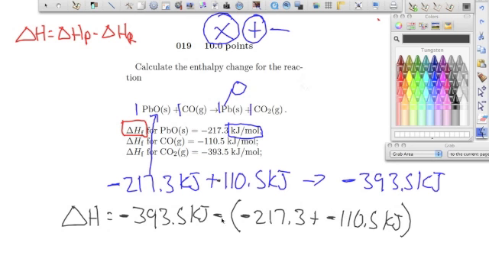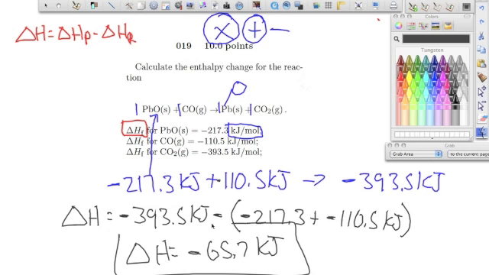And whenever we subtract a negative number, what we're actually going to end up doing is adding. So we'll have our negative 393.5 plus the sum of those two, which would give us a change in enthalpy of right around negative 65.7 kilojoules.